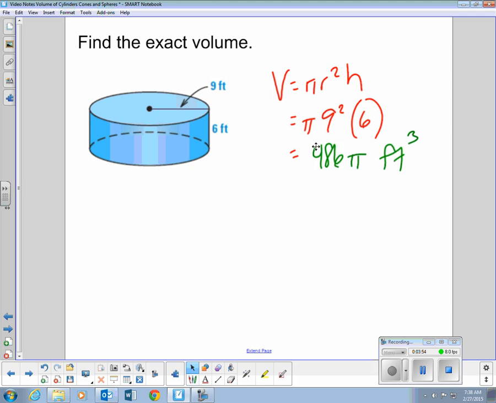Get in the habit of putting those units. If you put those units in your homework, then when you take the test, you'll keep putting those units down and you will not mess up on that.